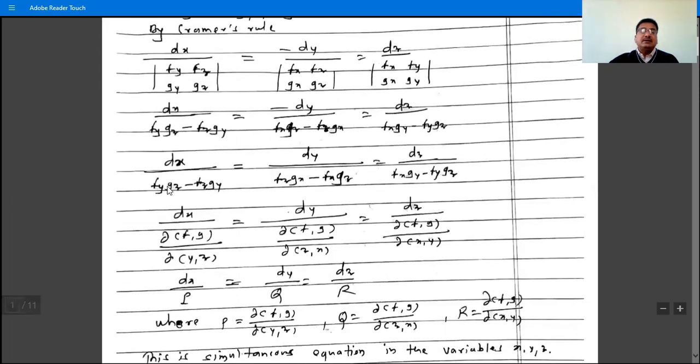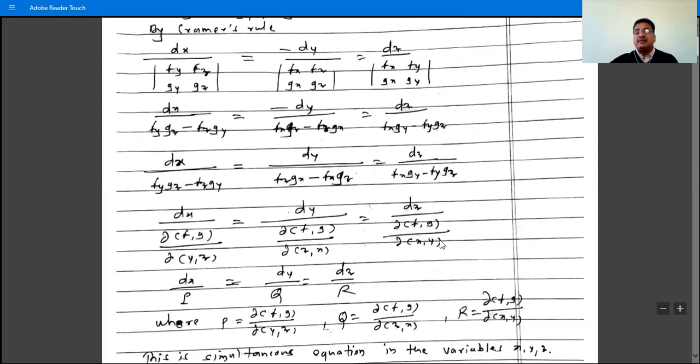This determinant is the Jacobian ∂(f,g)/∂(y,z), because the Jacobian ∂(f,g)/∂(y,z) is the determinant of ∂f/∂y, ∂f/∂z, ∂g/∂y, ∂g/∂z. This is the Jacobian ∂(f,g)/∂(y,z), and this is the value of the Jacobian ∂(f,g)/∂(z,x), and this is the value of the Jacobian ∂(f,g)/∂(x,y).